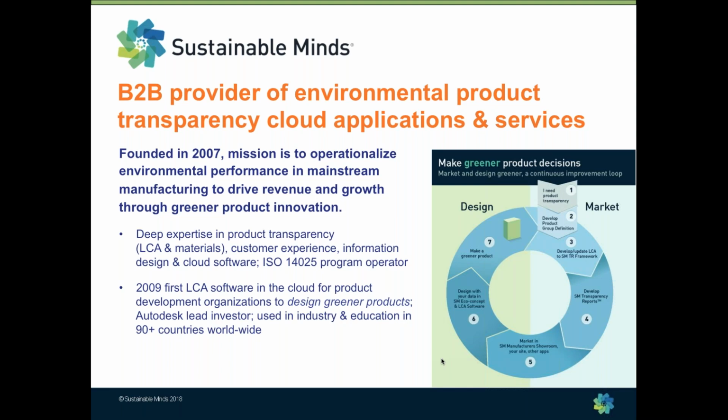So we actually have this idea that you can see in this donut diagram here, that making greener products really is a continuous improvement loop. And a manufacturer can start wherever they like. They can start in design and actually use LCA to evaluate products, understand where there are impacts, make different decisions, manufacture, and deliver a higher performing product.